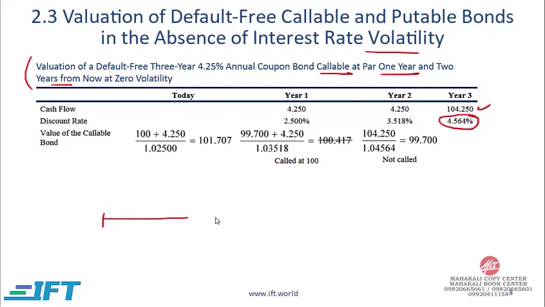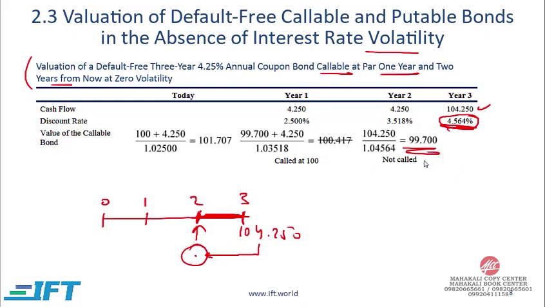If I were to draw the timeline, so 0, 1, 2, 3, the cash flow at the end of year 3 is 104.250. This rate, 4.564%, is the 1-year forward rate that is relevant for the 3rd year. So using the terminology that we've seen in earlier readings, this would be the forward rate that goes into effect over here, end of year 2, and it is a 1-year forward rate. So with that forward rate, we can discount 104.250 and come to this number, which is 99.7.